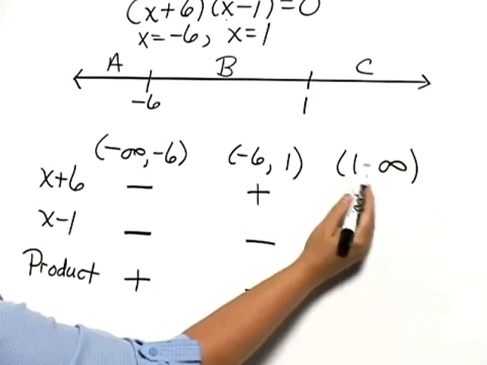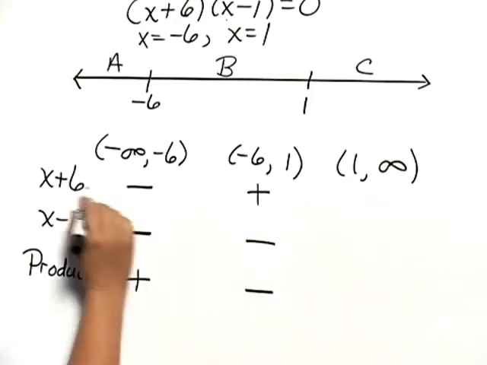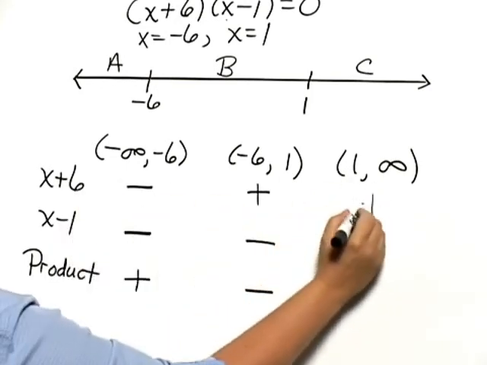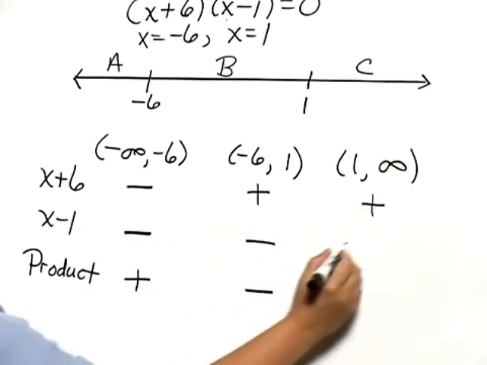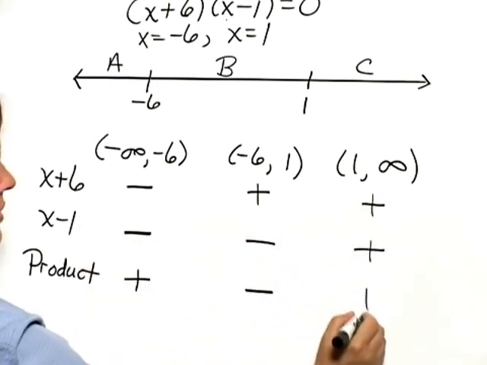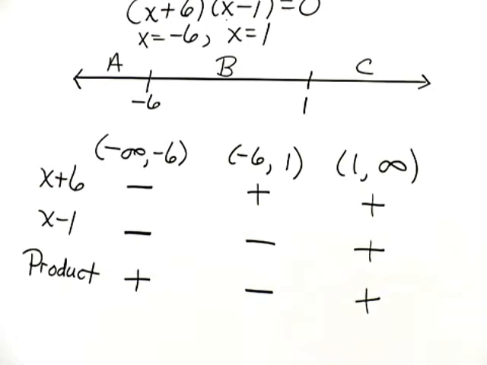When x is greater than 1, say 10, for example, this factor would be positive, and this factor is positive, so their product is positive. That tells us that x squared plus 5x minus 6 is positive for intervals A and C, negative for interval B. We want to know where it's negative. That would give us the answer where it's less than 0. So this interval will be our answer.